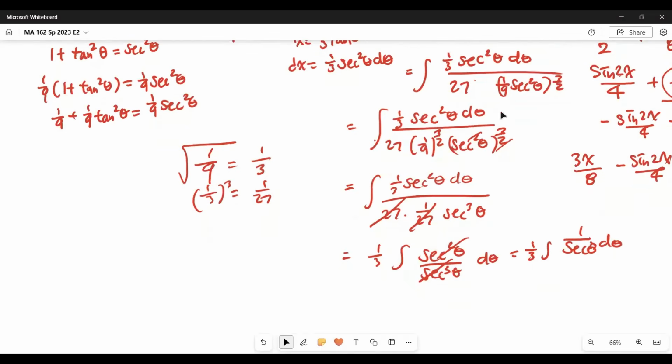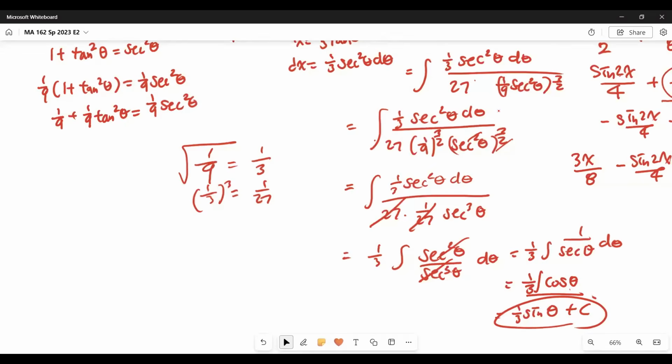My handwriting is getting messier. Sorry. There we go. So this is just 1 over 3 cosine theta, right? Which you have to integrate. Wait, oh, we didn't integrate it. Oh, where did the integration go? Oh, sorry. So 1 over 3 times 1 over secant theta is the same as cosine theta. And then if you integrate this, this becomes 1 over 3 sine theta plus c.